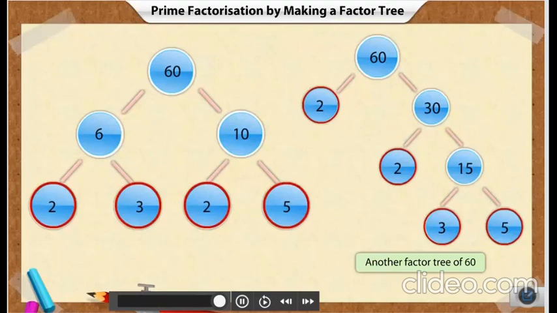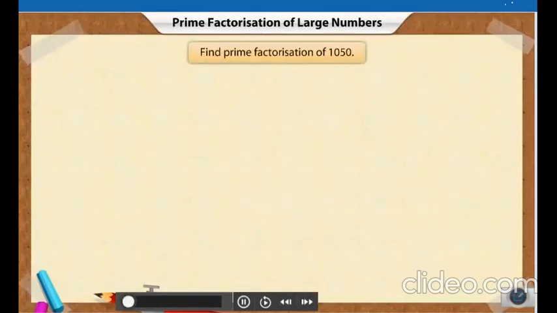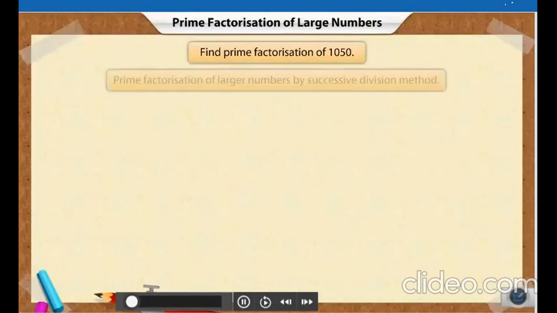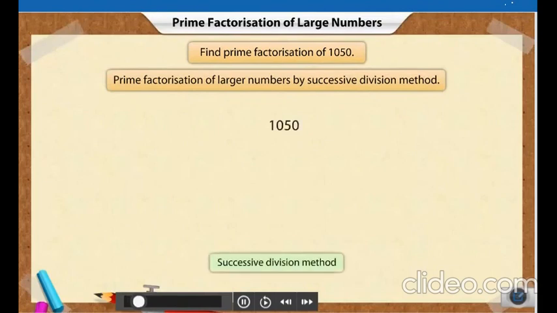Next, let's see how to find the prime factorization of larger numbers. Let's find the prime factorization of 1050. We can find the prime factorization of larger numbers by the successive division method. Let's find the prime factorization of 1050 by this method. Find a prime number that divides 1050. Since 1050 is an even number, it will be divisible by 2.